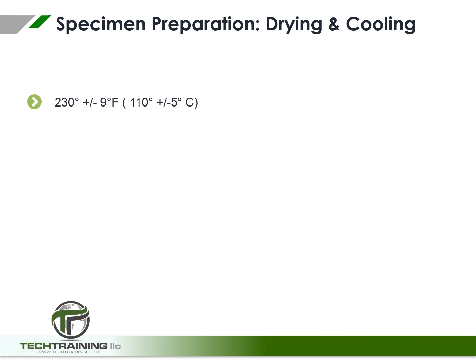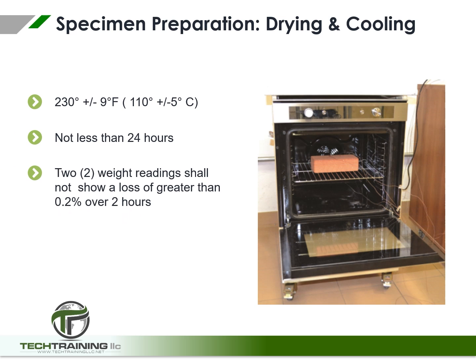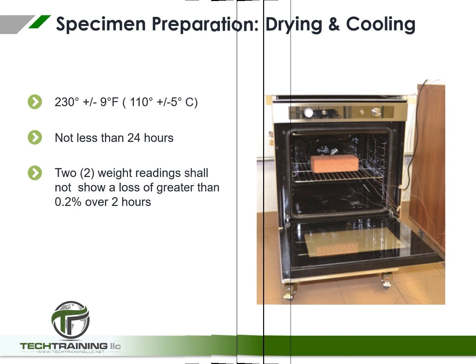Dry the specimens in a ventilated oven at 230 plus or minus 9 degrees Fahrenheit, 110 plus or minus 5 degrees Celsius. Dry for at least 24 hours and until 2 successive weight readings at intervals of 2 hours show a change of not greater than 0.2% of the previously determined weight.